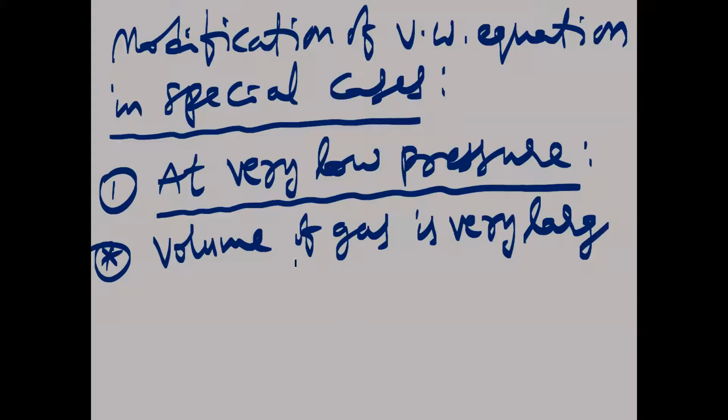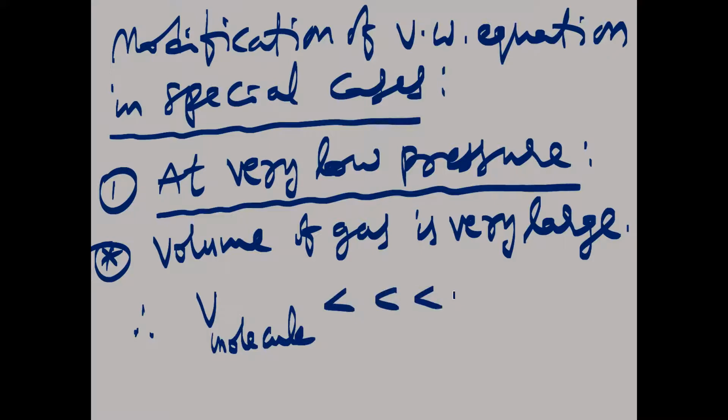Whenever the volume of gas is very large, the volume of gas molecules we can neglect. The volume of the molecules becomes very less than the volume of the gas, which is very large here. In this condition, what can we neglect? B. The van der Waals parameter B can be neglected.